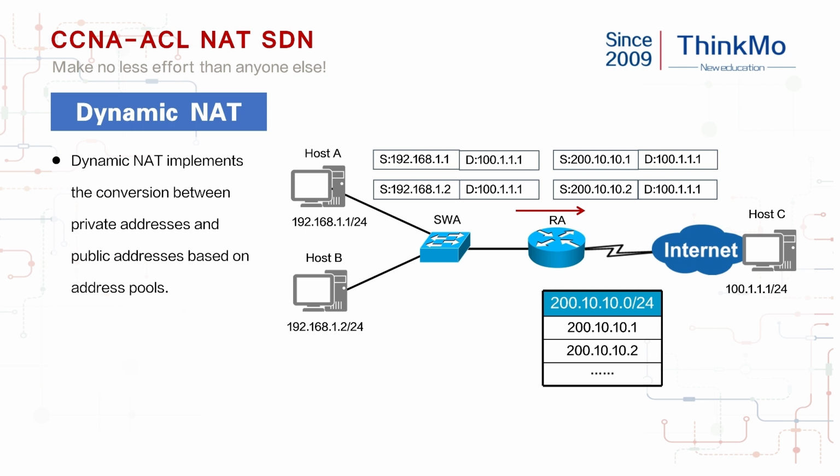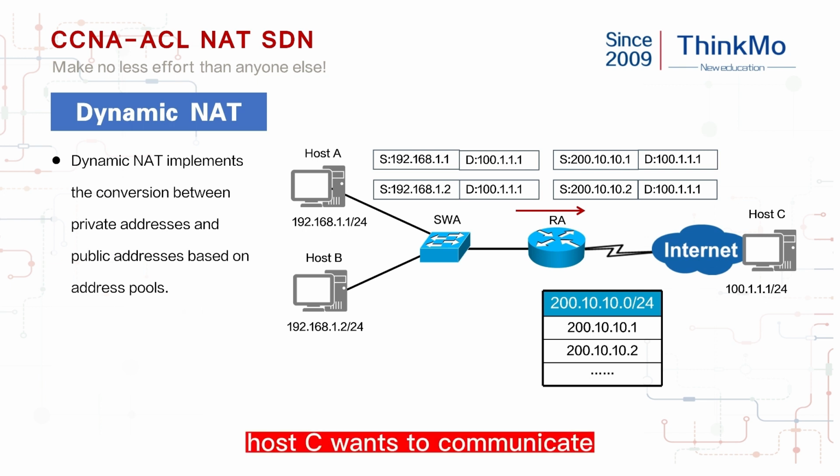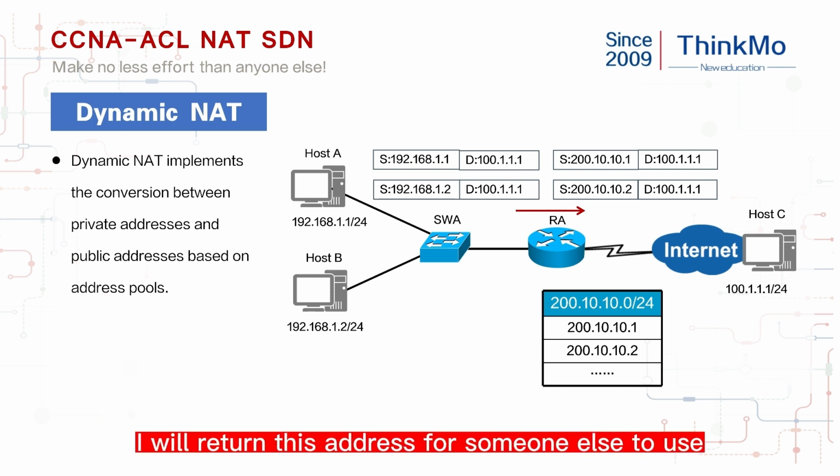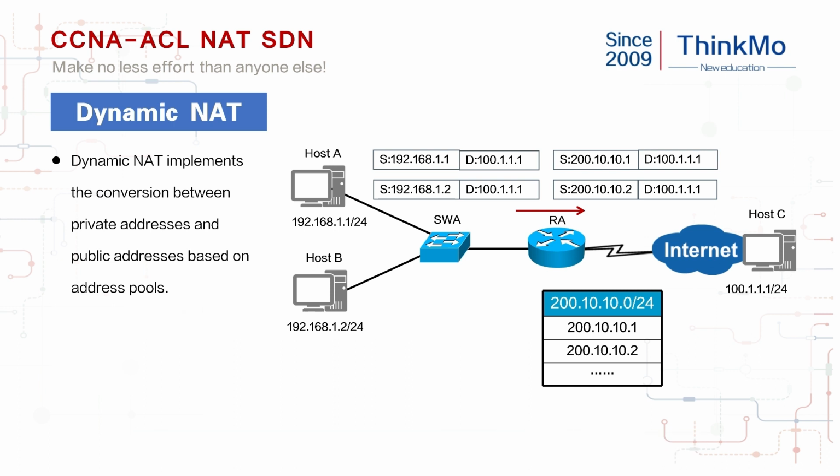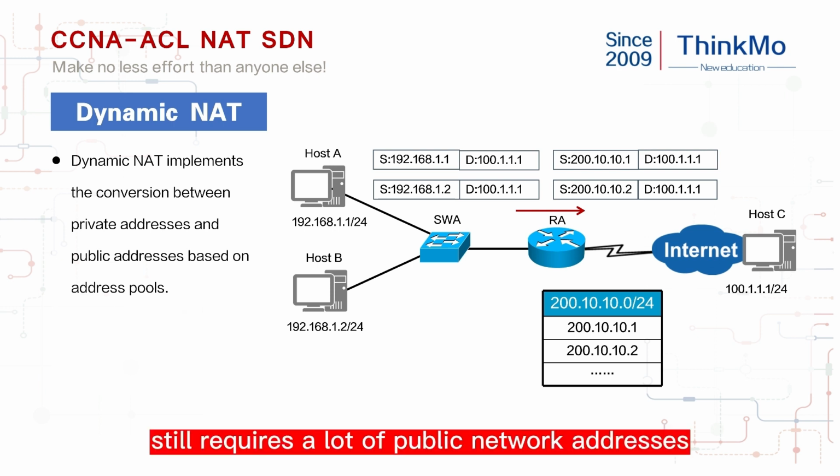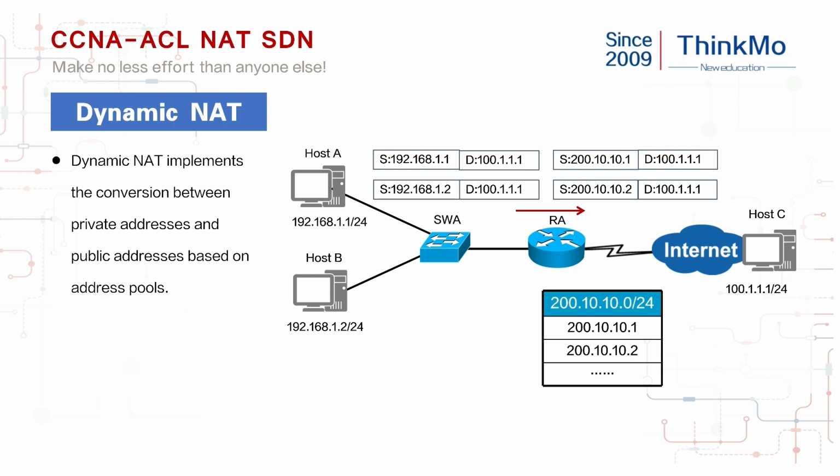For example, in the future, host C wants to communicate. It can take the address and use it. Compared to static NAT, the advantage is that when I use it, it is actually a private network occupying a public network address. The difference is, if I don't use it, I will return this address for someone else to use. But this method still requires a lot of public network addresses.